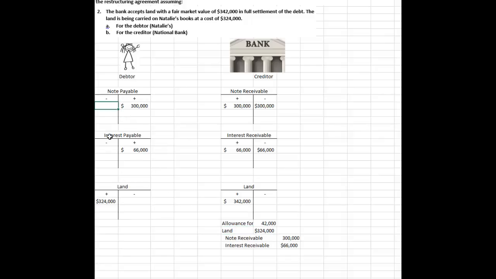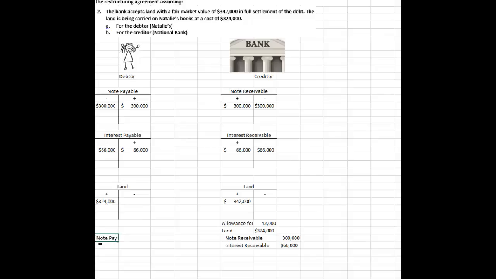What logically is going to happen, though, is the bank has agreed to forgive the loan, so the note payable goes away along with any accrued unpaid interest. So we're going to debit those things, and our land is going to go away. So let me just start building this journal entry.